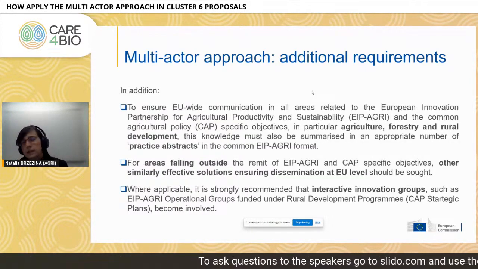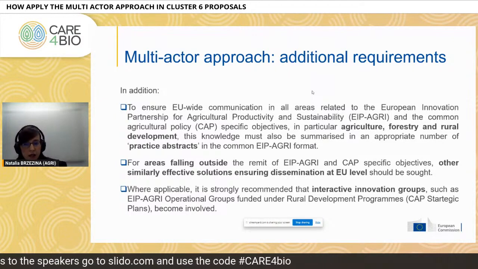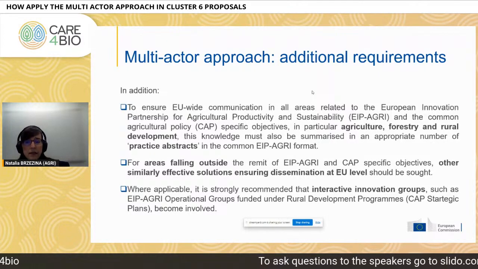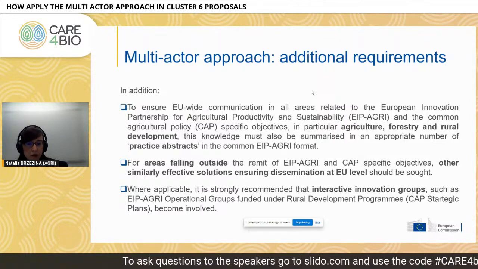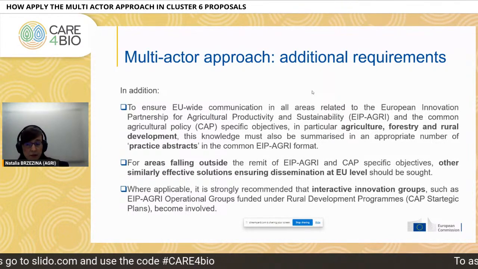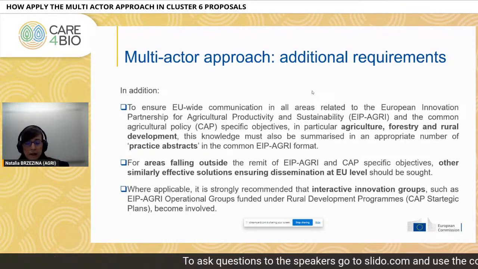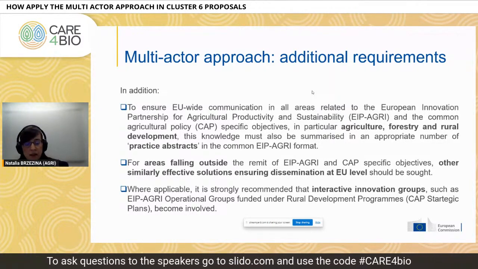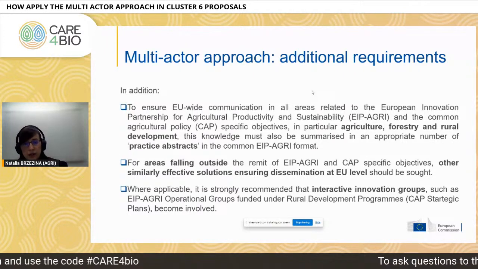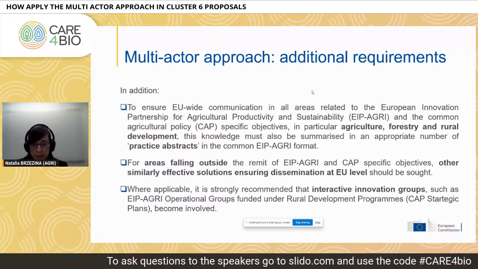And as I said, there are additional requirements for topics that relate to the areas of agriculture, forestry, and rural areas. One of these is that the knowledge that is produced must be summarized in an appropriate number of practice abstracts in the common EIP Agri format. And for areas falling outside the remit of EIP Agri and CAP specific objectives, other similar effective solutions for ensuring dissemination at EU level should be sought. And then, where applicable, it is also strongly recommended that interactive innovation groups, such as the EIP Agri operational groups funded under the previous Rural Development Programme and now the CAP strategic plans, become involved in this project.